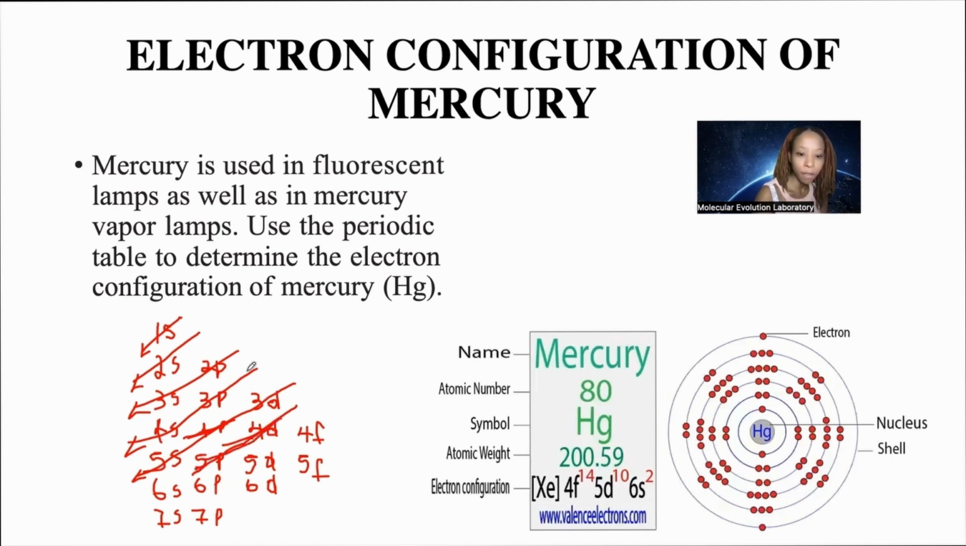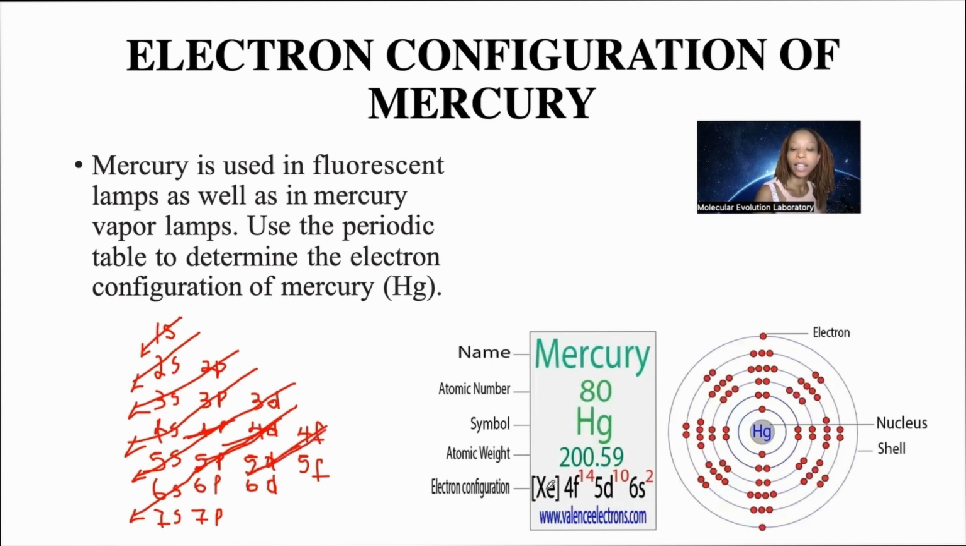So this would be 54 at this point, and mercury is 80. The next would be 6s, which would be 2, followed by 4f, which is 14. So at this point, we're actually at 70. So we need 10. If we extend this to 5d, that's where we would basically stop.